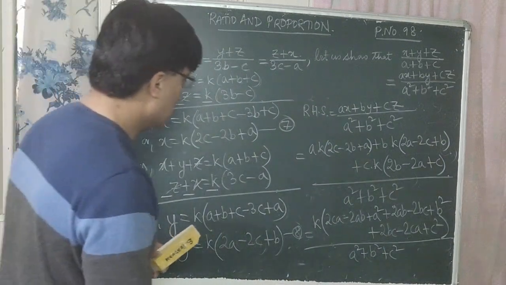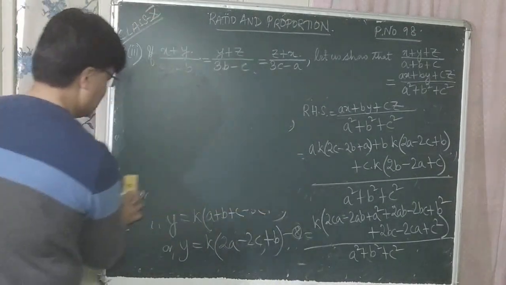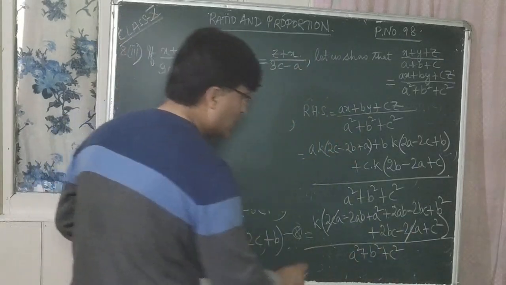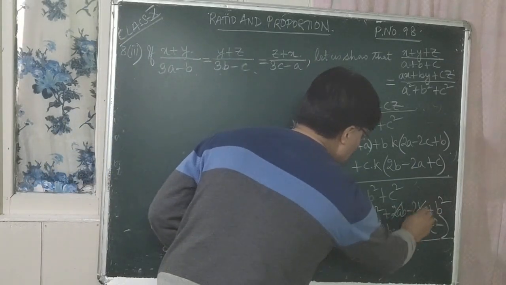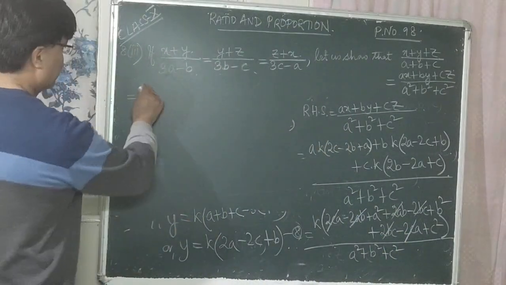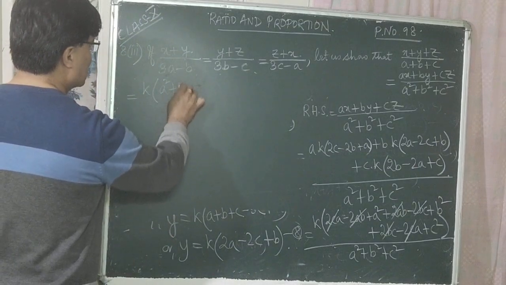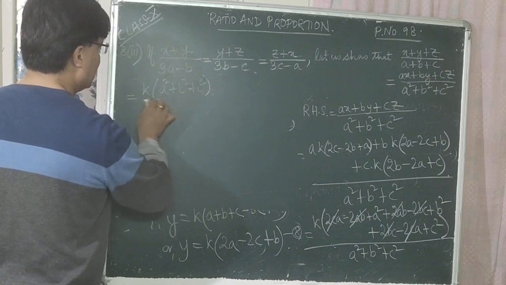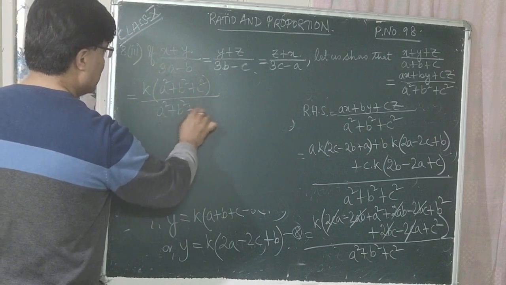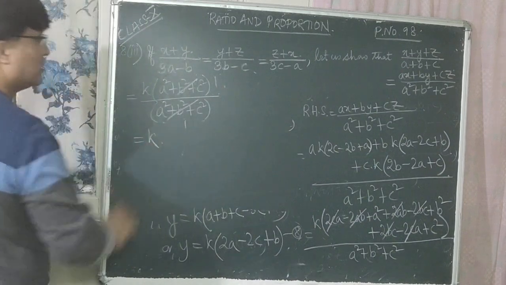Okay. So now let us simplify it further. Now here you can cancel here, plus 2ca - 2ca, right? Minus 2ab plus 2ab, minus 2bc plus 2bc will be cancelled. So which is equal to k, what are the remaining terms here? It is (a² + b² + c²) whole divided by, in the denominator you write a² + b² + c². Both of these will be cancelled, which is equal to k.